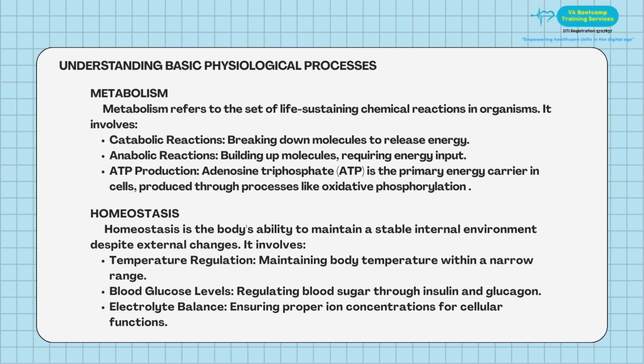Understanding basic physiological processes. Basic physiological processes are essential for maintaining life and ensuring the body functions properly. Here are some key processes. Metabolism. Metabolism refers to the set of life-sustaining chemical reactions in organisms. It involves catabolic reactions, breaking down molecules to release energy. Anabolic reactions, building up molecules, requiring energy input. ATP production: adenosine triphosphate, ATP, is the primary energy carrier in cells, produced through processes like oxidative phosphorylation.